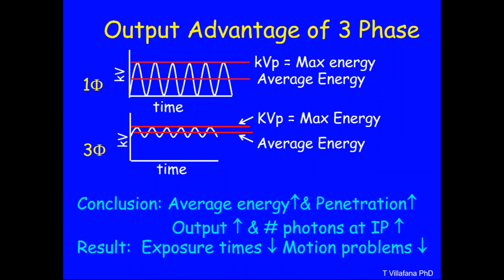And overall then, because we have better exposure times, your motion problems go down. So better patient dose and shorter exposure times, less motion problems. Three-phase is the way to go. And all of our high-end equipment operates with three-phase.